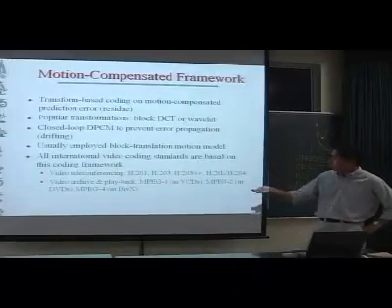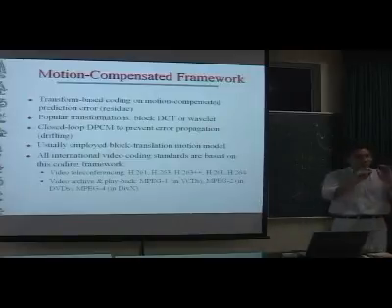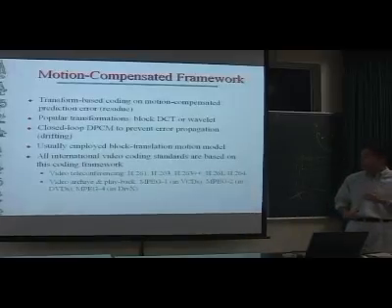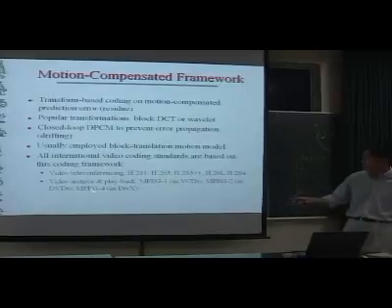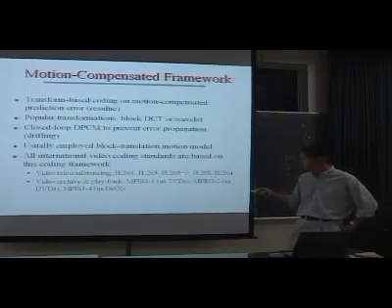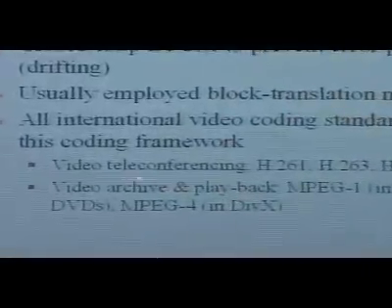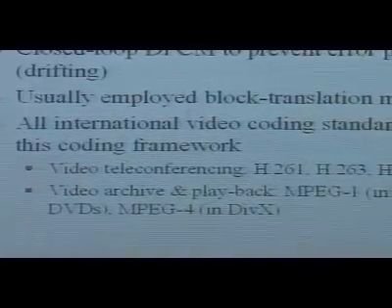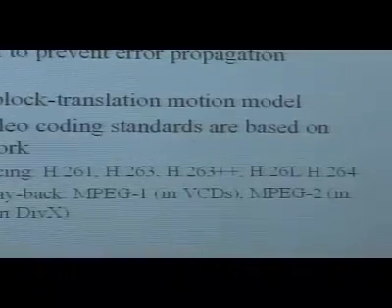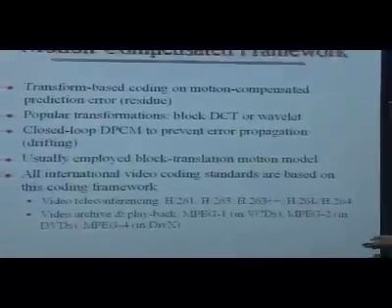So all international video coding standards are actually based on this coding framework right here. They all look like this with small details. The difference between them is actually very small; the improvement is not a significant jump of any kind. So we have video teleconferencing standards like H.261, H.263, H.263+, H.263++, and then finally H.264, which is the latest one right now. These have teleconferencing and real-time communication in mind. If you just want archive and playback, meaning storage and then playback at a later time, we have the MPEG series, like MPEG-1 in VCDs, MPEG-2 in DVDs, MPEG-4 in DivX.